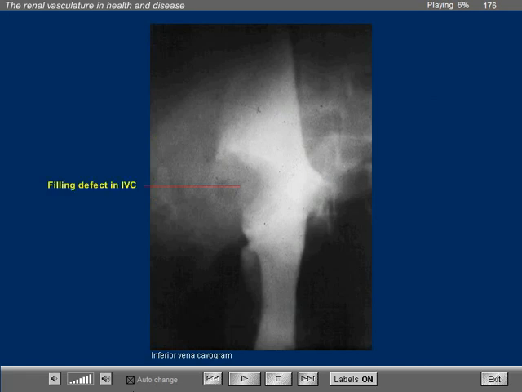In order to document the presence of renal vein thrombosis, we may start with an inferior vena cavogram. And in this patient, note the large filling defect at the entrance of the right renal vein. This is a case of a tumor of the right kidney involving partially the inferior vena cava.